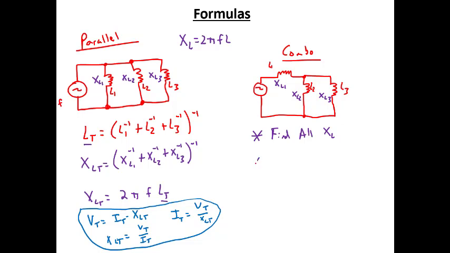For these problems, what we're going to do is find all inductive reactances, and then we're going to solve it like a combination resistor problem. And we'll look at some examples of this. So when we have a combination circuit like this, we're going to find the individual inductive reactance, and then we'll solve it like a resistor problem. All right, so let's look at some examples.